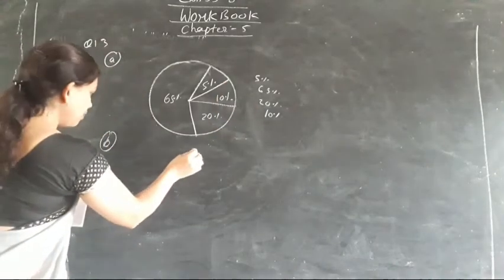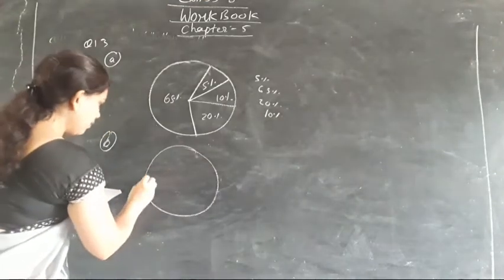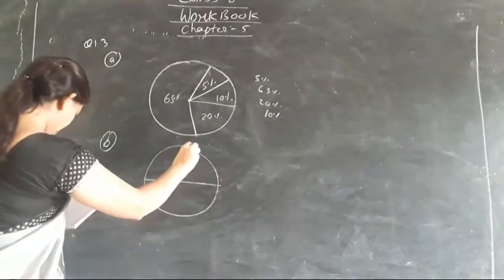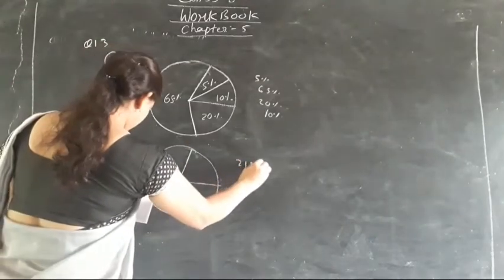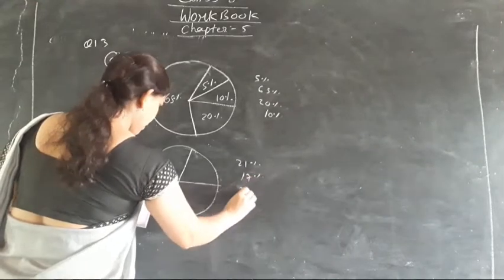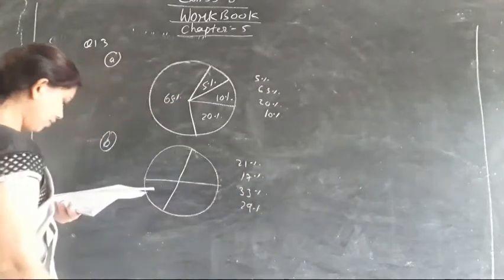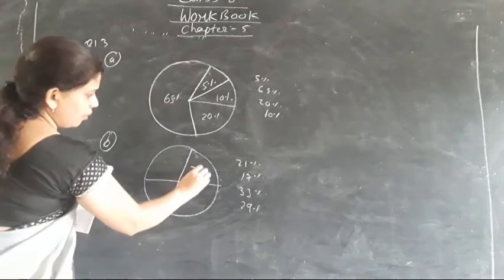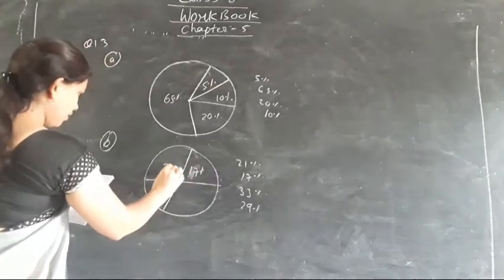Now moving toward the B part, again we are having a circle and in that circle a sectors we have to mark it. A sectors is being given like this. Okay, here it is 21%, 17%, 33%, 29%. Okay, so smallest one is this one, 17%. Then 20.